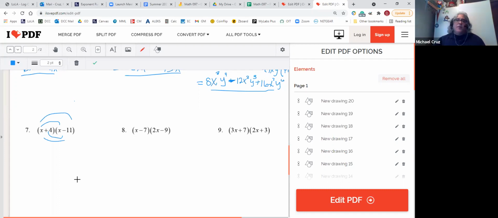All right, and these are what we call a binomial times a binomial, and for the most part, what you end up getting when you multiply them is what's called a trinomial, because there's 4 terms, but 2 of them are going to combine. So that's first.